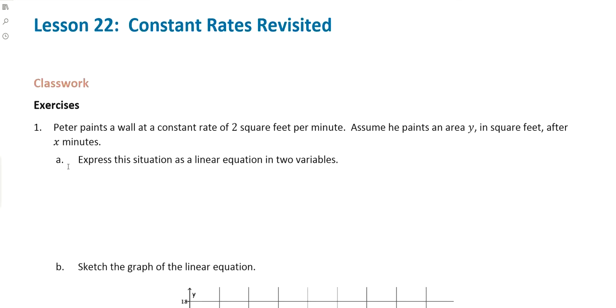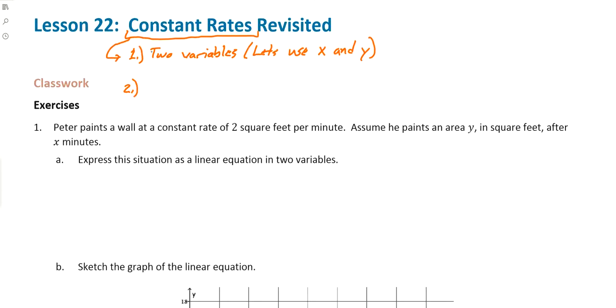So first thing we want to talk about, which is kind of the common theme in this whole lesson, is constant rates. So this phrase, constant rates, means that there's going to be two variables for this explanation. Let's use x and y. That doesn't always have to be x and y. It could be just any two variables given, but we're going to use x and y, especially since we're going to be using coordinate grids.